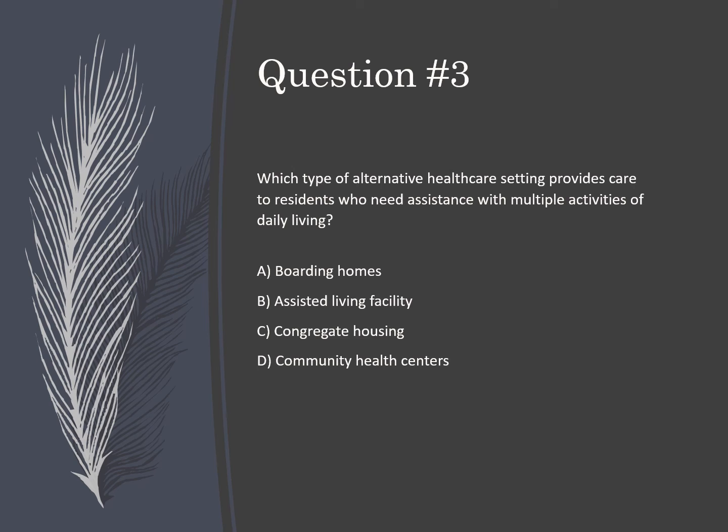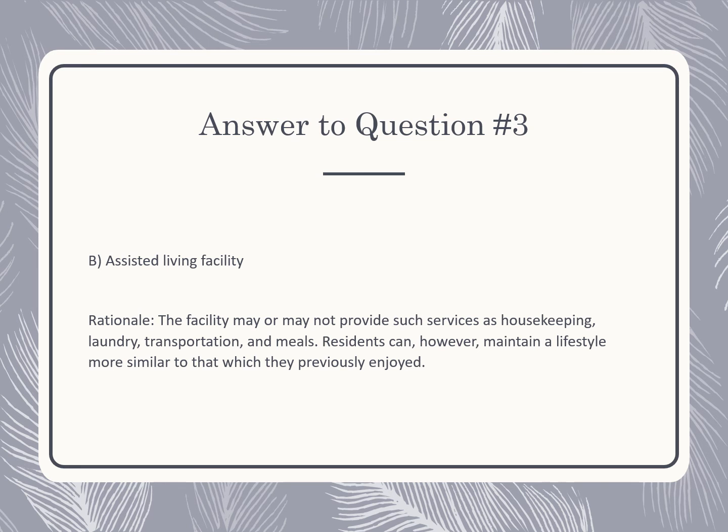Question number 3. Which type of alternative healthcare setting provides care to residents who need assistance with multiple activities of daily living? A. Boarding homes. B. Assisted living facilities. C. Congregate housing. Or D. Community health centers. The correct answer is B. Assisted living facilities. The facility may or may not provide services such as housekeeping, laundry, transportation, and meals, and the residents can maintain a lifestyle more similar to that which they previously enjoyed.